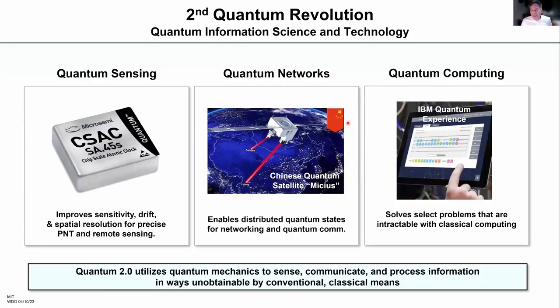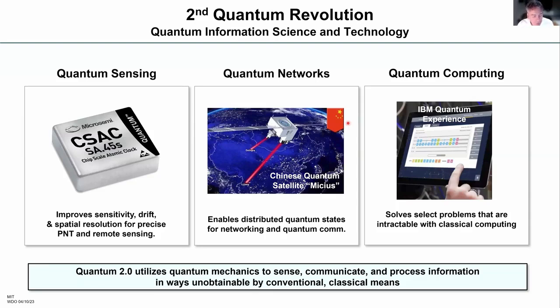Before we get into quantum computing, let's take a step back and remember that quantum technologies are broad. Quantum information covers sensing, it covers networking, and of course, it covers processing and computing. And we generally call this quantum 2.0. I'll explain what 1.0 was in just a minute.